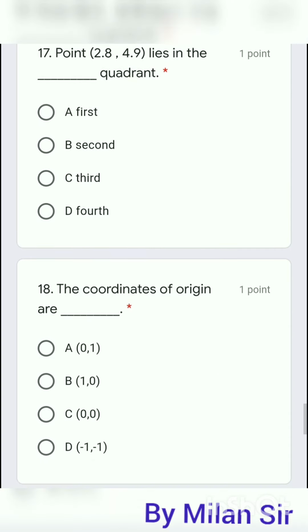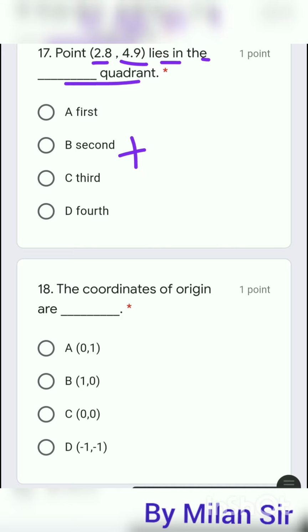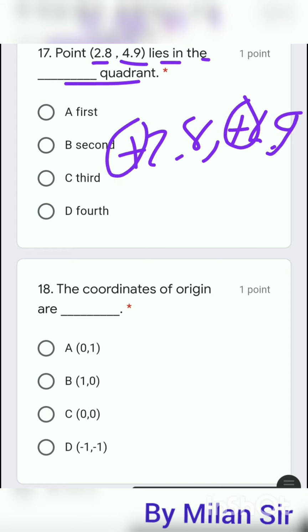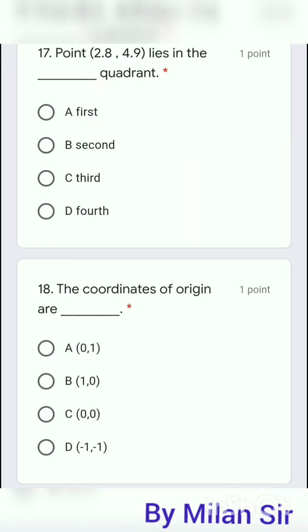Then next, number 17. Point (2.8, 4.9) lies in which quadrant? Here both are decimal numbers, but we do not need to check that. We just need to see the sign of the coordinates. So both have positive sign, right? Plus 2.8 and plus 4.9 both have positive sign. So this is the condition of first quadrant, right? So here our answer is option A, first quadrant.